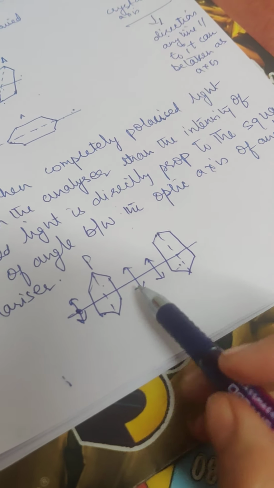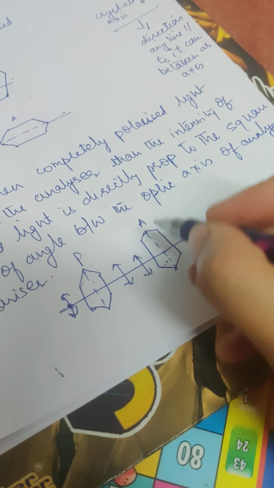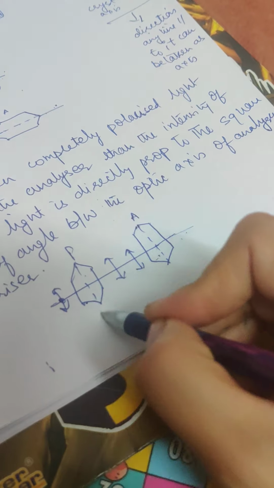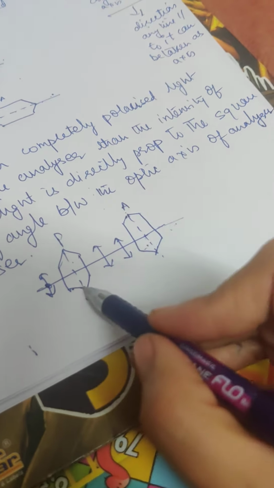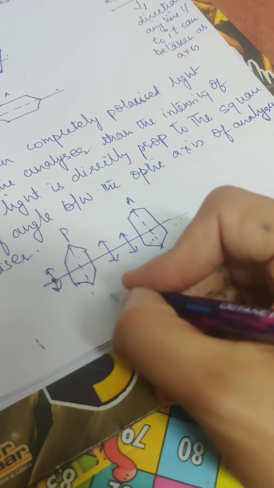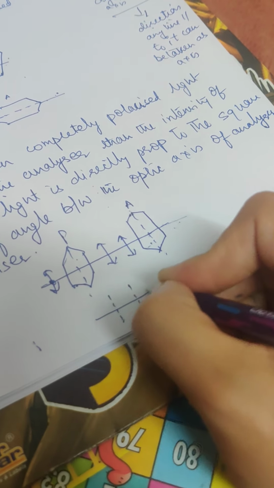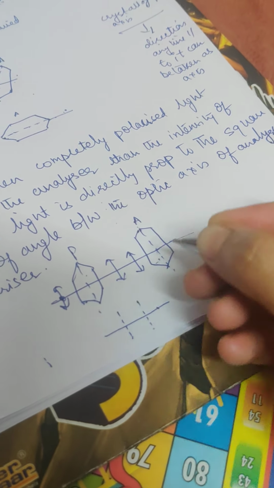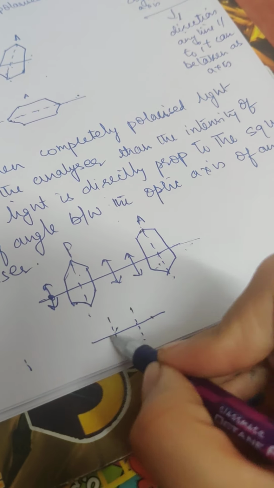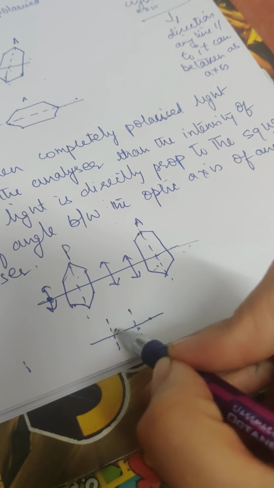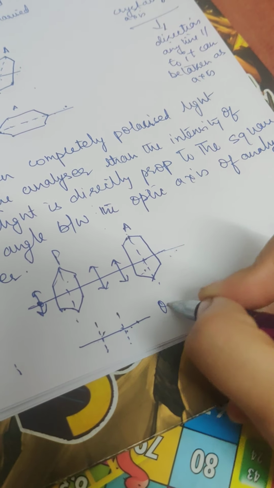Now, the intensity of the light which we get after passing through the analyzer depends on the angle between the optic axis of the polarizer and the analyzer. This is the axis of the polarizer and this is the axis of the analyzer, and we represent the angle between them as theta. If theta is the angle, then here the angle between these is 0 degree, because both are parallel.